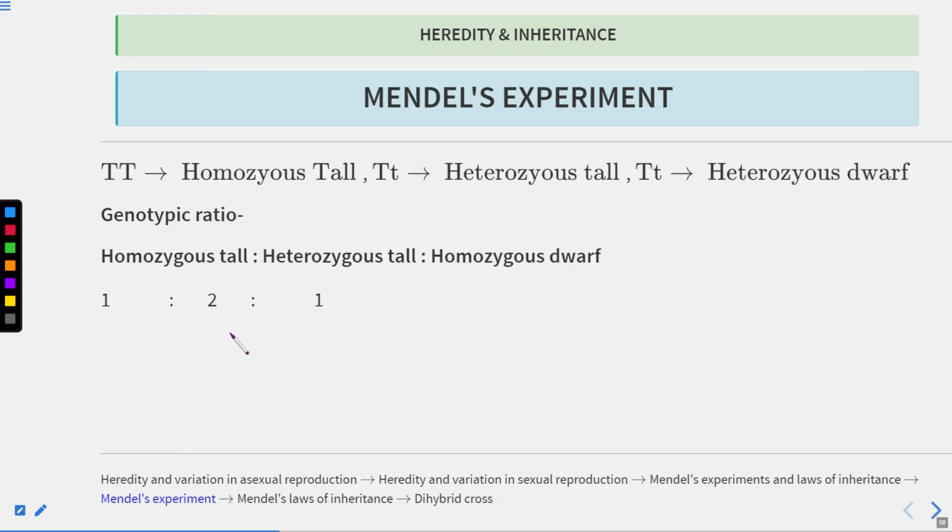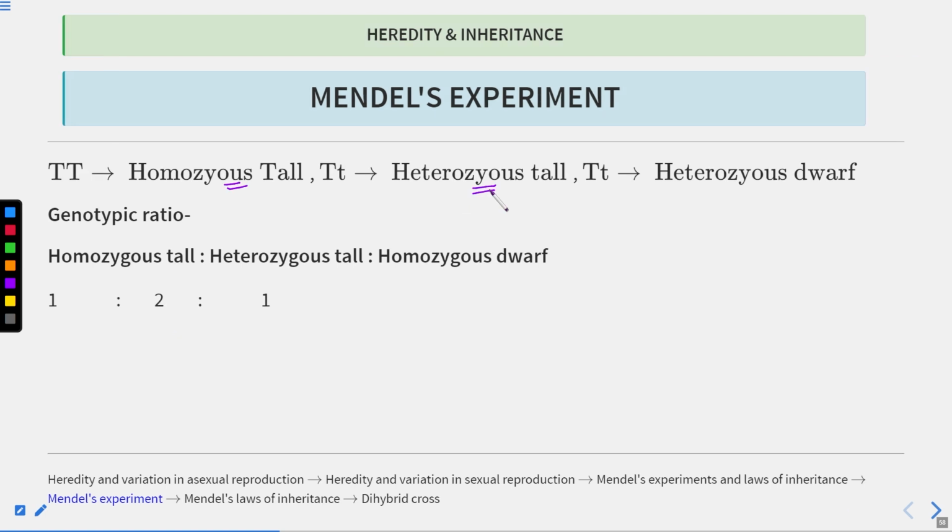Now the capital T, capital T, this is homozygous tall; capital T, small t, this is heterozygous tall; and small t, small t, this will be homozygous dwarf. Clear? Now the genotypic ratio, I've already told you, it is 1:2:1. Clear? So 1 will be the homozygous tall individual, 2 will be the heterozygous tall individual, and 1 will be the homozygous dwarf individual.